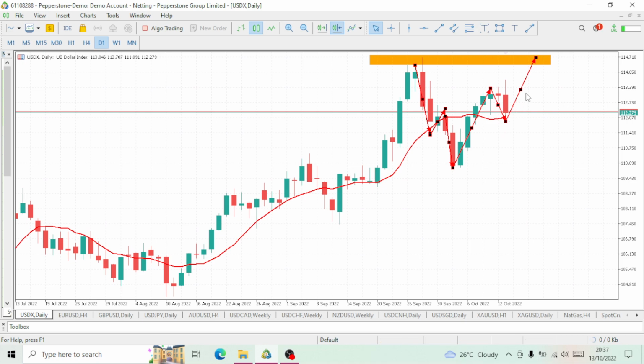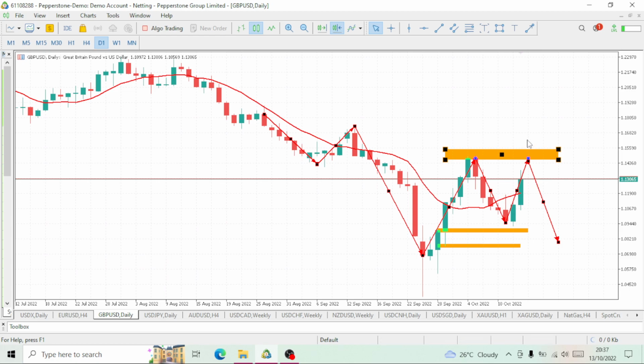So is this pullback over? Well, I don't think so. We still need to drop a little bit. So once this USD index drops, then we should be seeing a little bit of a bullish move on our GBPUSD before it drops. Now, this is to confirm it.